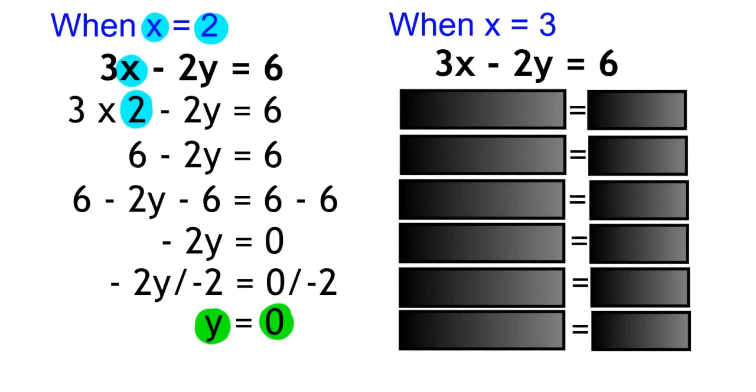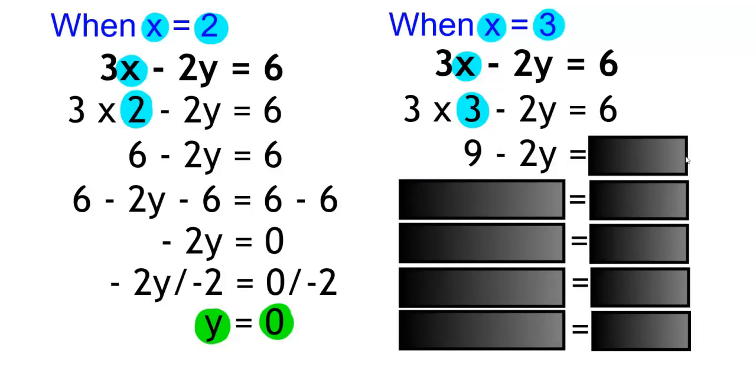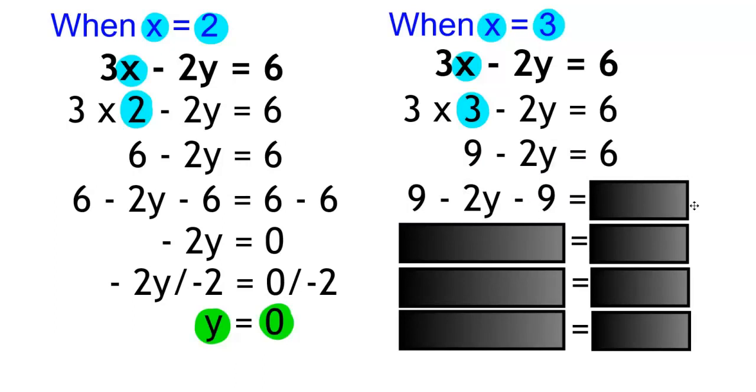And finally, we're going to replace x with 3. So when x is equal to 3, replace x with 3 in the equation. So 3 times 3 minus 2y is equal to 6. 3 times 3 is 9. 9 minus 2y equals 6. To remove the 9 from the left-hand side, you have to subtract it. Subtract it from the right-hand side as well.